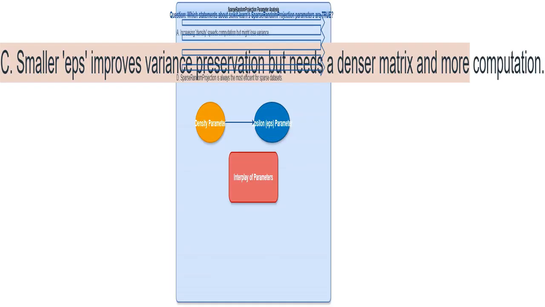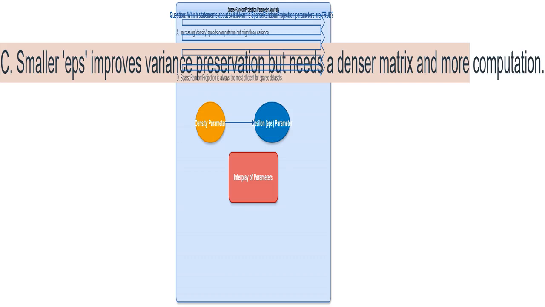I'm analyzing how the parameters of scikit-learn's SparseRandomProjection affect its performance. We'll focus on understanding the density and EPS parameters and how they impact computation time and accuracy. This is key to using this dimensionality reduction technique effectively. The density parameter controls the proportion of non-zero elements in the random projection matrix. Think of it as how full the matrix is.